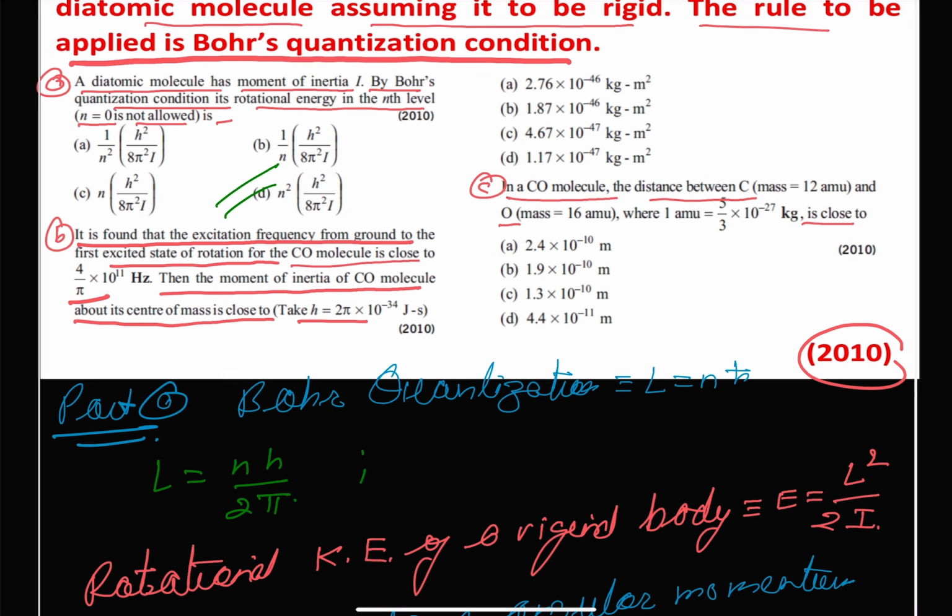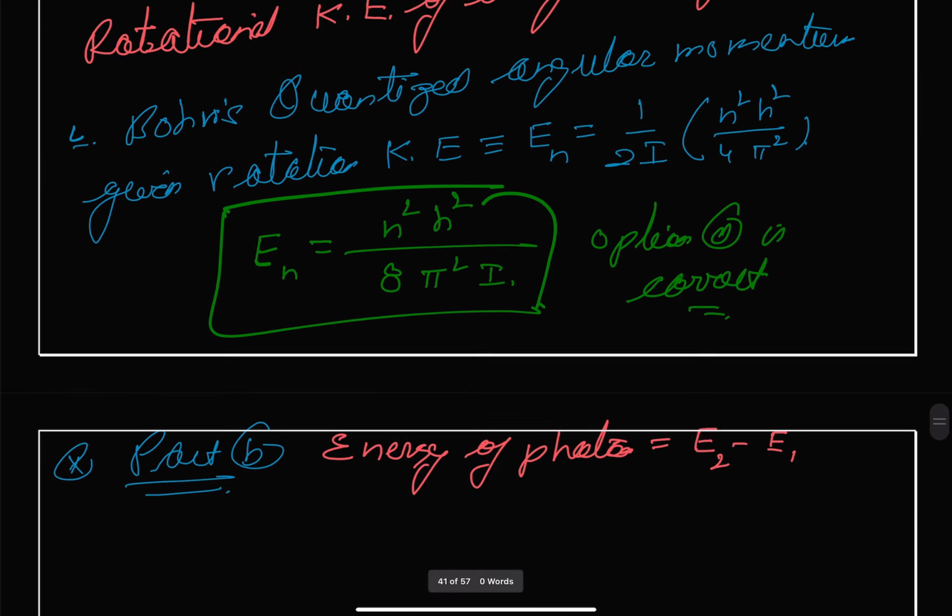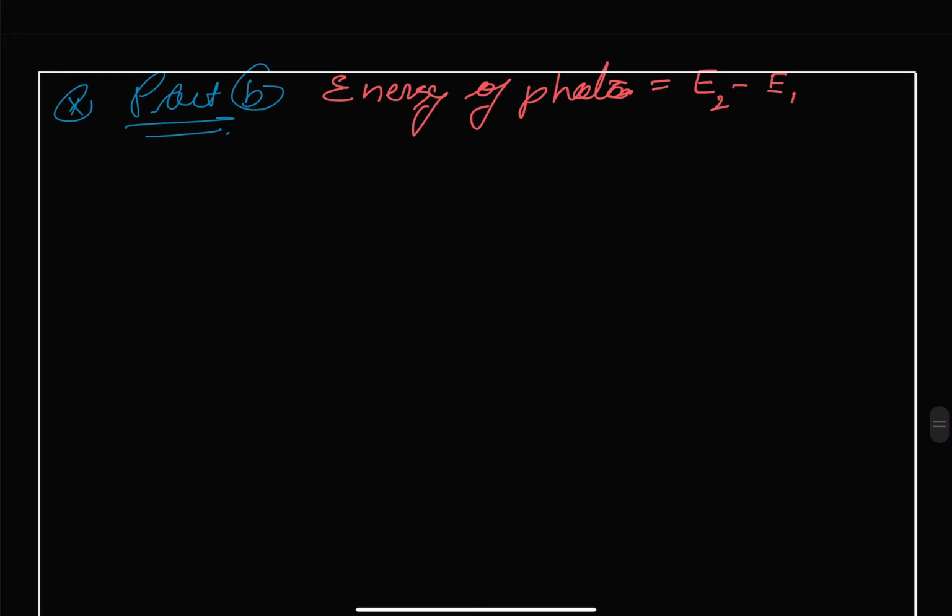Okay, the frequency is given to us, that is 4 upon pi. So we get h upon nu will be equal to E2 minus E1, and this gives us n2 and n1, giving us 4 minus 1, and the rest of the things will be the same, that is h square divided by 8 pi square multiplied by I.